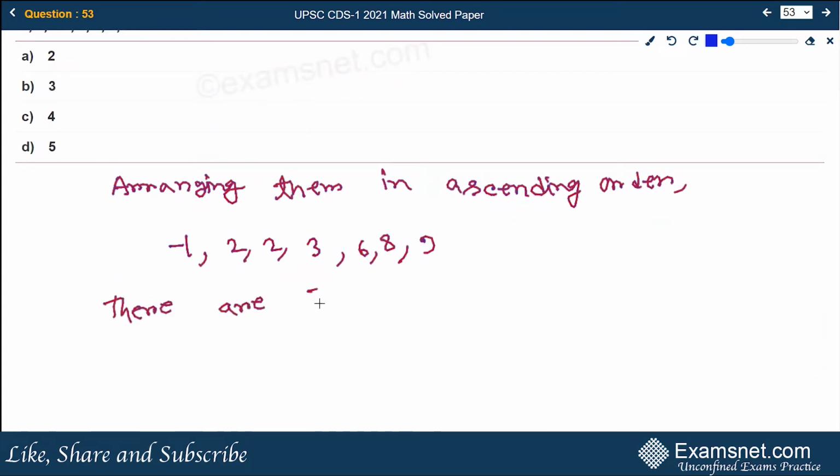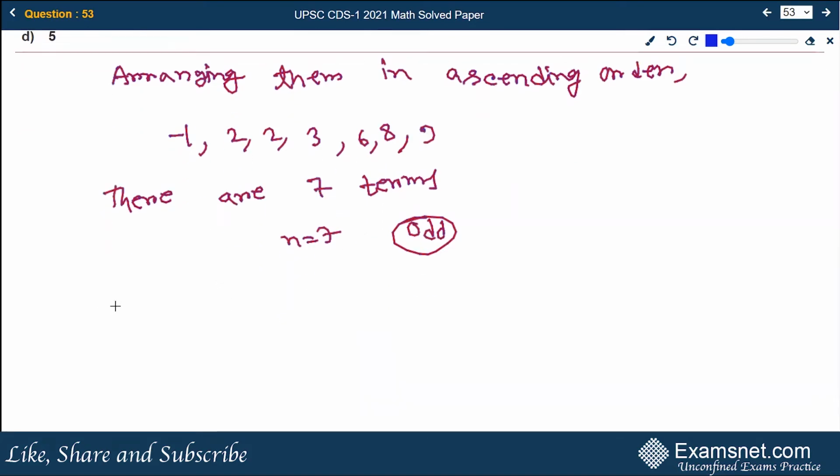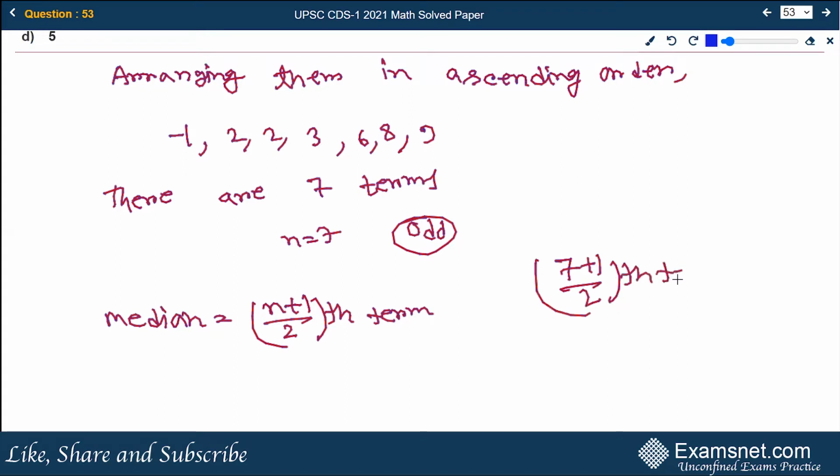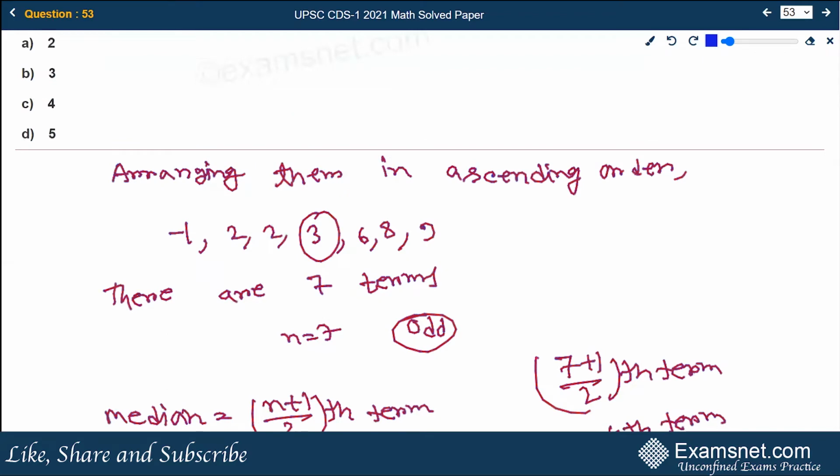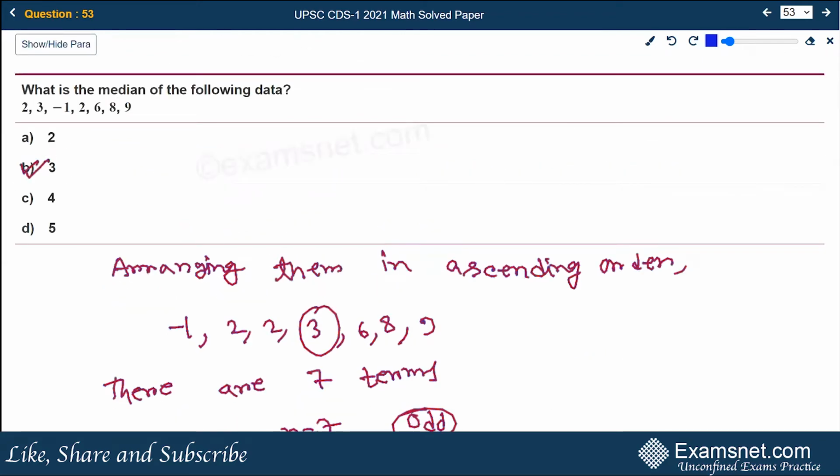There are 7 terms. So we can say n equals 7, which is odd. How to find the median for an odd number of terms? The formula for the median for an odd number of observations is the (n plus 1) by 2th term. Here n equals 7, so (7 plus 1) by 2 is the fourth term. What is the fourth term here? 1, 2, 3, 4. 3 is the fourth term. So the median for this data is 3. Here option B is the correct answer.